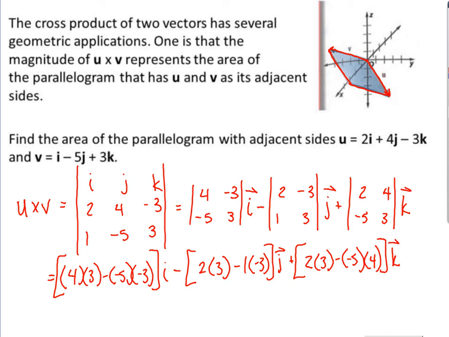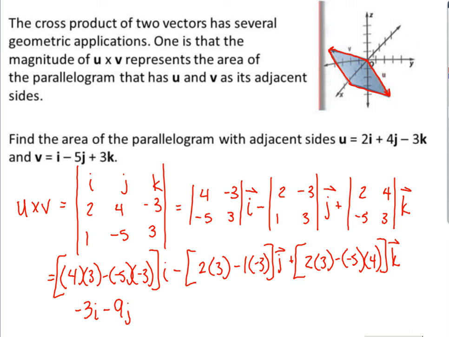If we do our math on this, 4 times 3 is going to give us 12. Negative 5 times negative 3 gives us 15, but it is a minus, so this is going to give us a negative 3i. 2 times 3 is 6. Negative 1 times negative 3 is 3. 6 plus 3 is 9, but we do have that minus sign out front, so this will be negative 9j.